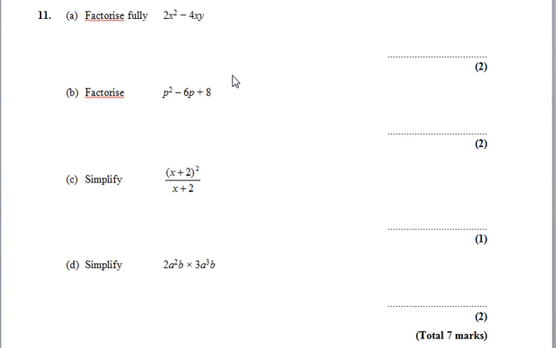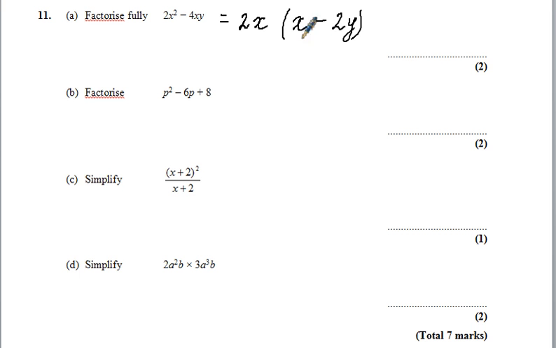Okay, now let's look at the next question, 11. We need to factorize fully this expression. So let's look at our terms. We've got 2x squared and minus 4xy, and we're looking for the highest common factor in both terms. So first let's see whether you can find the highest common factor for numbers 2 and 4. The highest common factor for numbers would be 2, and for x squared and xy, x is the highest common factor. So we're taking 2x out of brackets and we're getting inside of brackets x minus 2y.